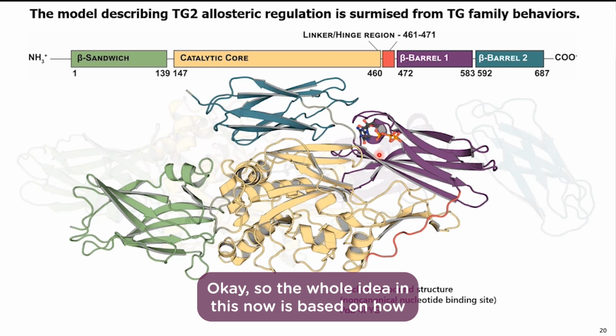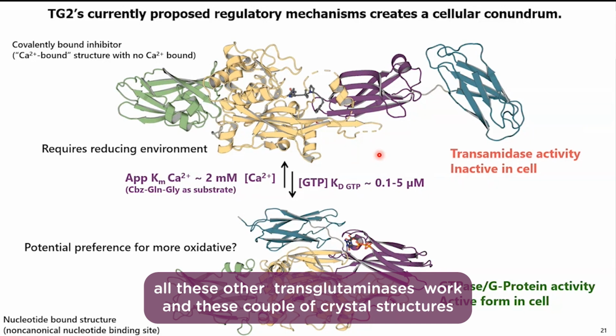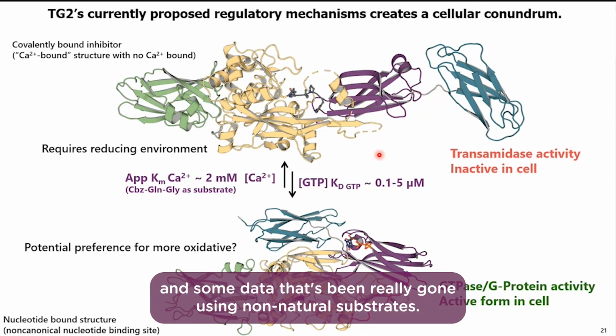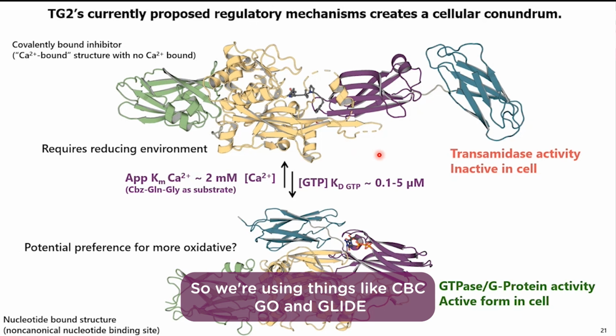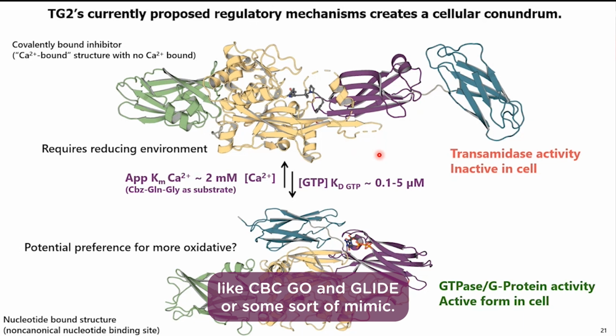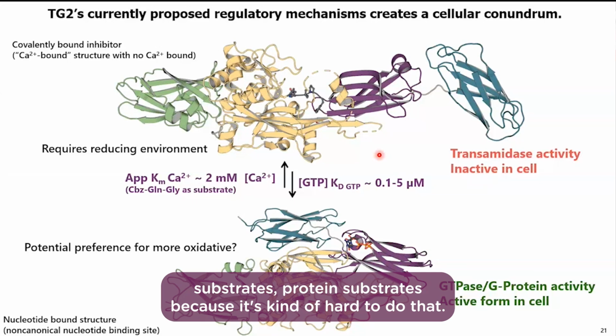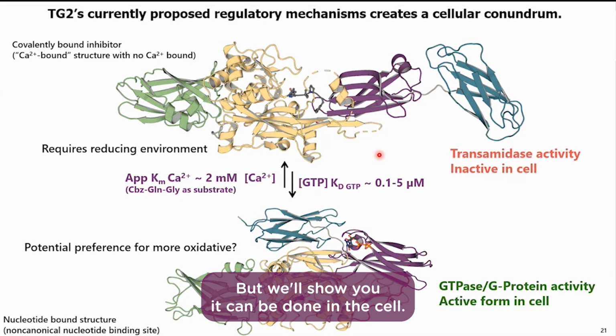Okay, so the whole idea in this now is based on how all these other transglutaminases work, and these couple of crystal structures, and some data that's been really gotten using non-natural substrates. So they're using things like CBZ gly or some sort of mimic, right? So they're not actually using full-length substrates, protein substrates, because it's kind of hard to do that, but we'll show you it can be done.